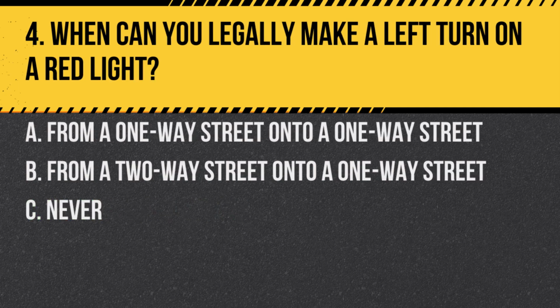Question 4. When can you legally make a left turn on a red light? A. From a one-way street onto a one-way street. B. From a two-way street onto a one-way street. C. Never. Answer. A. From a one-way street onto a one-way street. This is only allowed after coming to a complete stop and yielding to traffic and pedestrians.